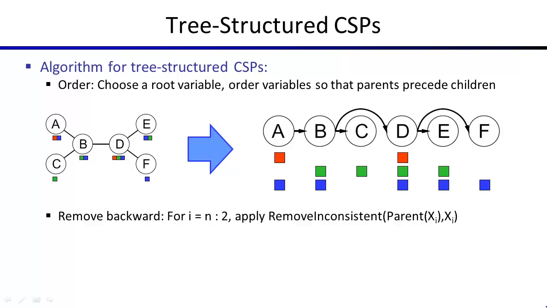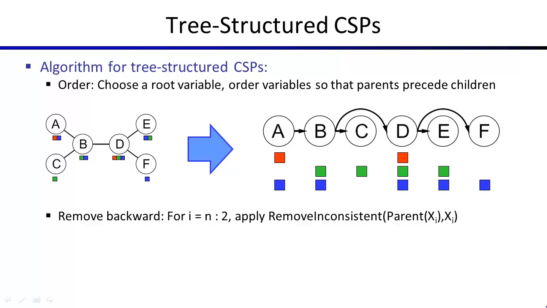We're going to go backward from the right to the left. We're going to go variable by variable, and we're going to make the arc that's inbound to that variable consistent. So let's do it. Let's start with the variable f. What inbound arcs does it have? Well, in this graph, it only has one inbound arc, d to f.